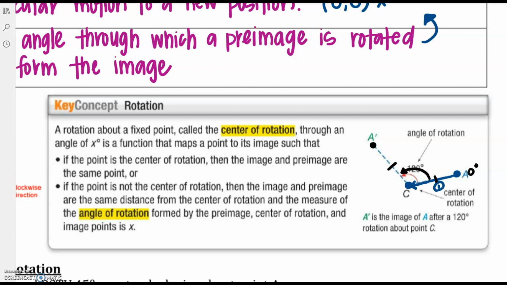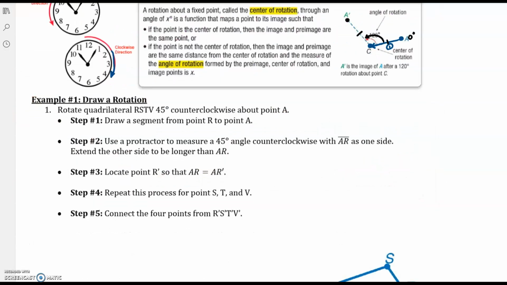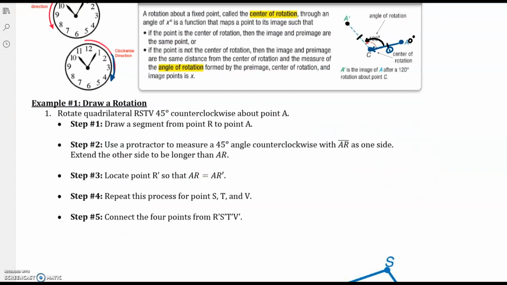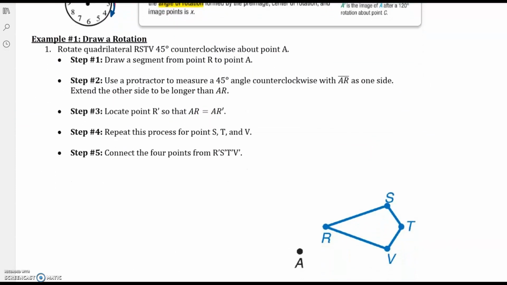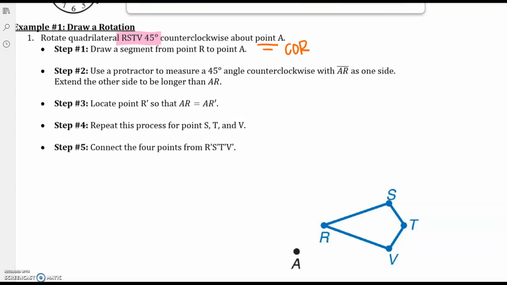So that angle not only has to be rotated about the degree, but it also has to be the same measure from the center. All right, so we're going to do one. It might be hard to see. We will probably go over it in class too, but I want to talk through your steps as to how to create a counterclockwise rotation about our point A, which is our center of rotation. And we are asked to rotate it 45 degrees counterclockwise.